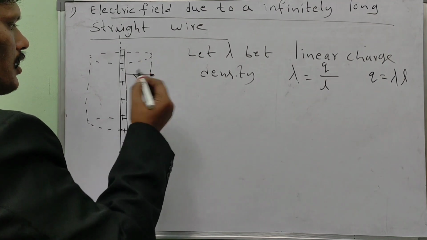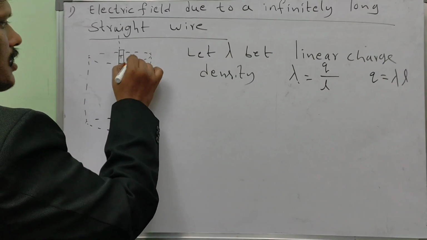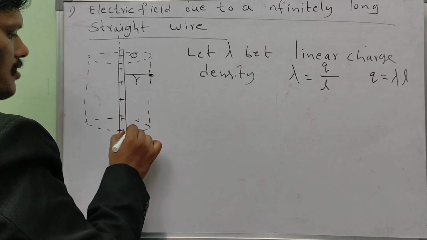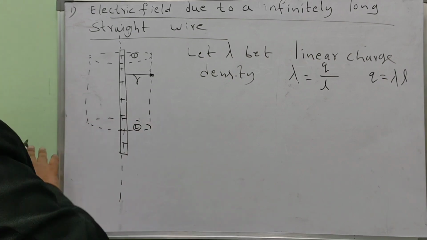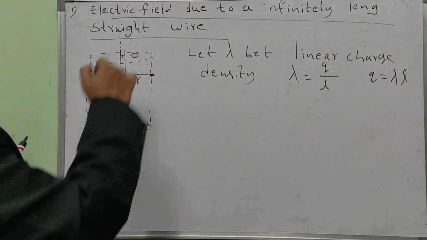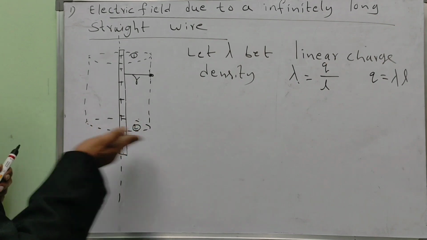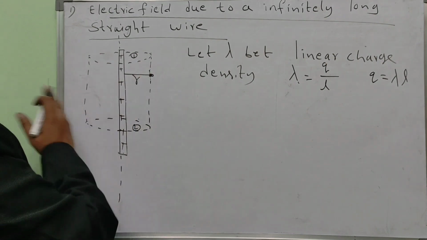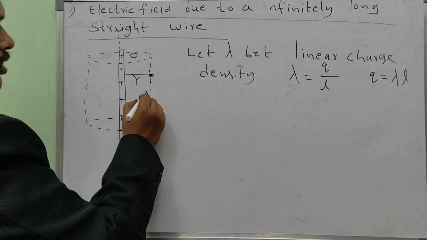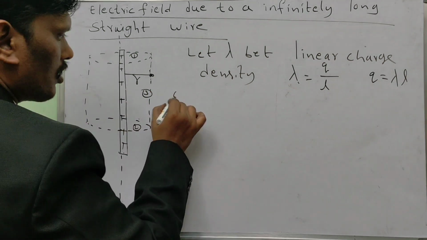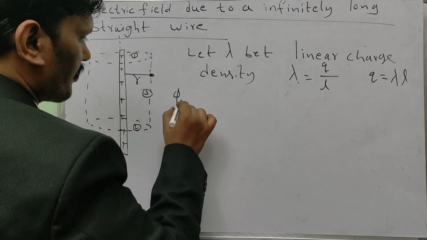So here there are three surfaces. This is the first surface, the top flat surface. Second, the bottom flat surface. And the third one is the curved surface. Totally 3 surfaces. What is the flux through the first surface?